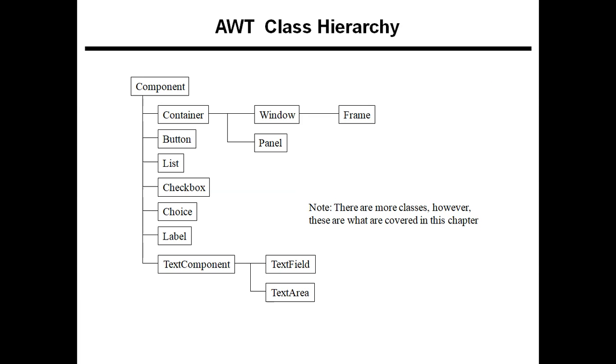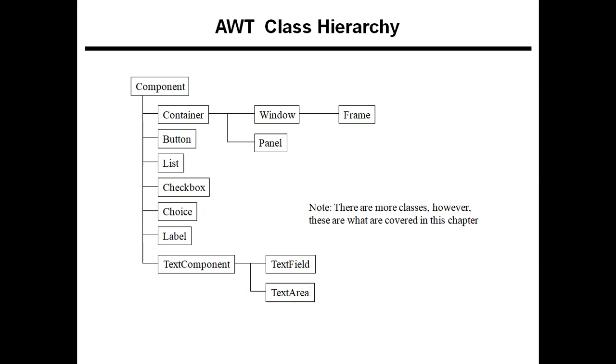So these are the different components of the AWT class hierarchy. Basically, we have Container and Component, and inside this we have Window and Panel, and inside Window we can include a number of Frames. Button is also a component, as are List, Checkbox, Choice, and Label. Text component is divided into two categories, TextField and TextArea. There are many more other classes also.